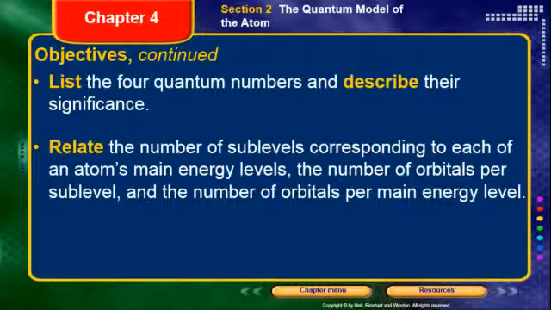All right, chemistry, this is your video lecture, part 2 of chapter 4, section 2, talking about the quantum model of the atom. In this half of the lecture, we are going to list the 4 quantum numbers and describe their significance, and then relate the number of sublevels corresponding to each of an atom's main energy levels, the number of orbitals per sublevel, and then the number of orbitals per main energy level.